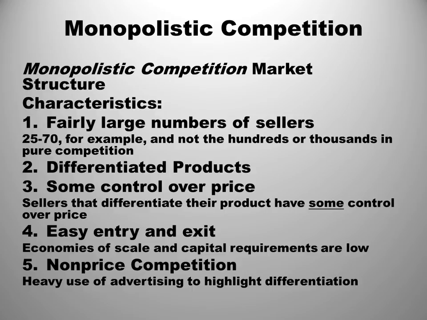What about the other two structures? Monopolistic competition. That is, you have a fairly large number of sellers, 25 to 70, for example, but not hundreds or thousands. Differentiated products. Think blue jeans, all right? They're not all the same. And therefore, the monopolistic competitors have some control over price because the products are different.